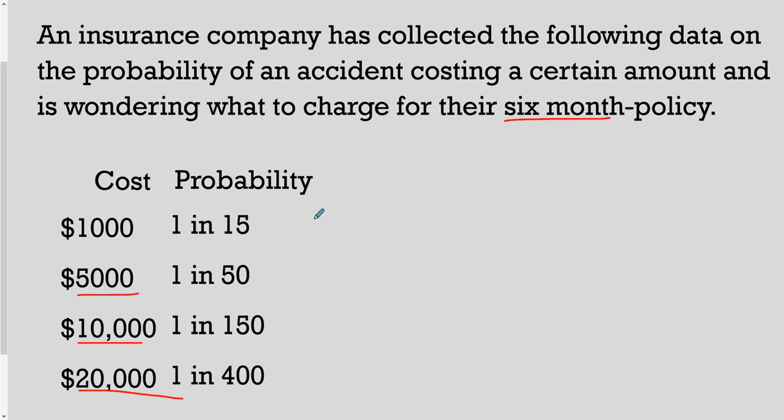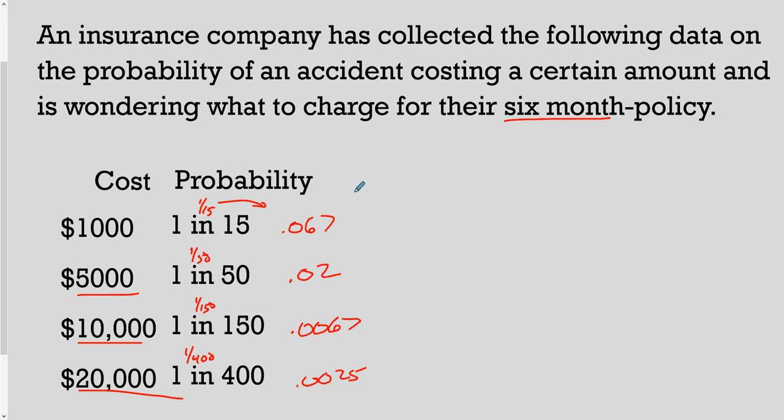So the first thing we have to do is turn these into probabilities. So we're just going to divide 1 divided by 15. We're going to get 0.067. 1 in 50 is 0.02. 1 in 150 is 0.0067, so not very likely, and 1 in 400 is 0.0025. Okay, so I'm just dividing 1 by 400, 1 by 150, 1 by 50, and 1 by 15 to get those, right?